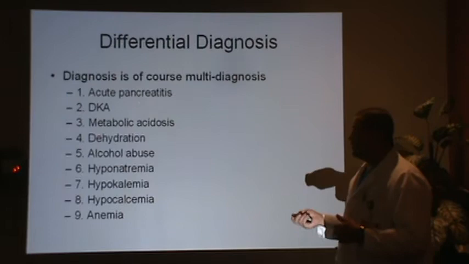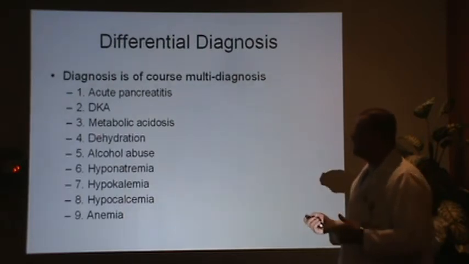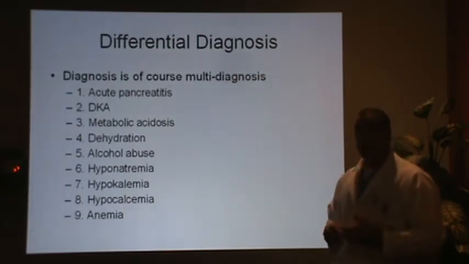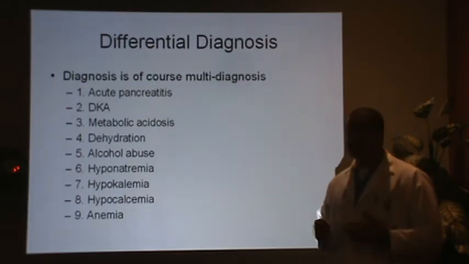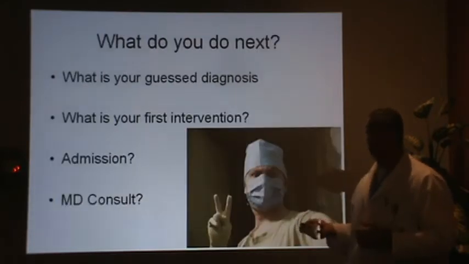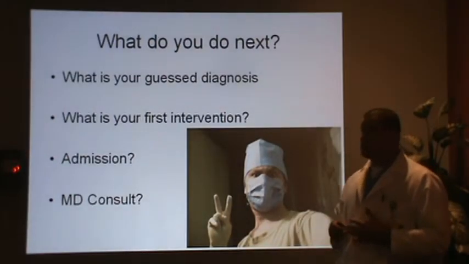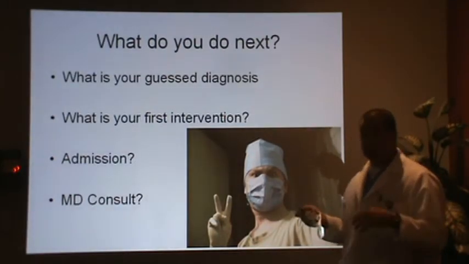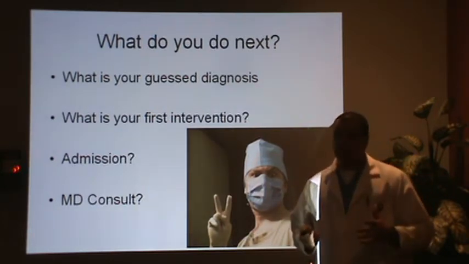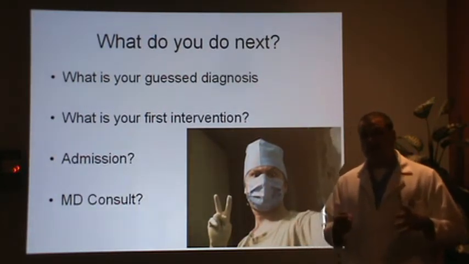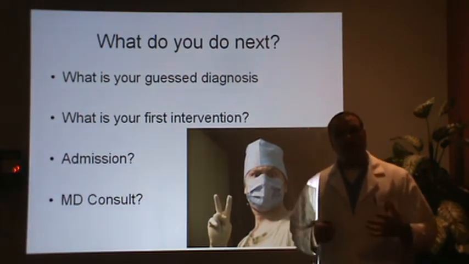So one of the things we want to go over is these differential diagnoses. We know that acute pancreatitis is clearly the cause of this, with diabetic ketoacidosis, concomitant metabolic acidosis, and dehydration with alcohol abuse, and multiple electrolyte disturbances. So your best guess diagnosis, we've discussed that already. Your first intervention is fluid support. You must support the fluids, as well as start to correct the electrolytes.